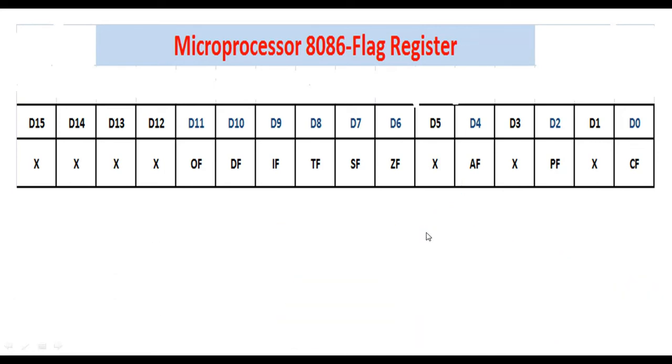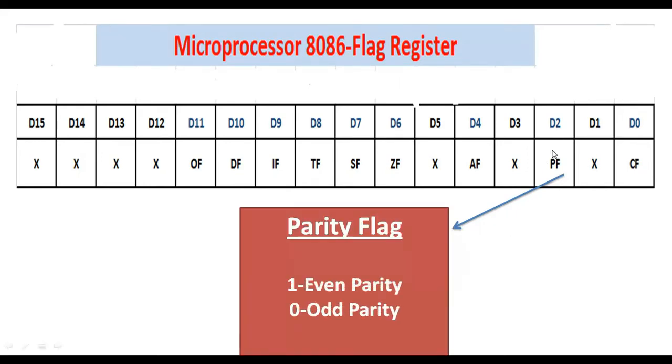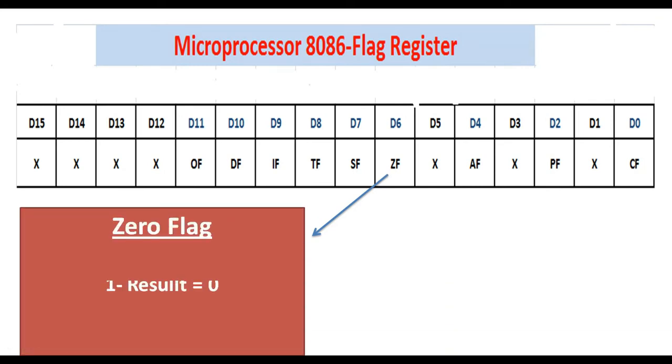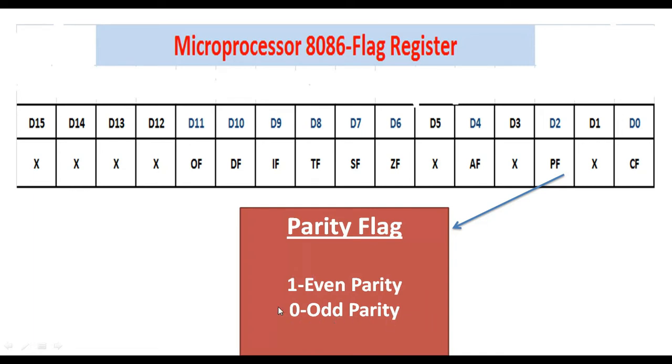Next is the parity flag. This flag is used to indicate the parity of the result. That is, when the lower order 8 bits of the result contain an even number of ones, then the parity flag is set, and for an odd number of ones the parity flag is reset. So the parity flag is only for D0 to D7. If these bits of the result contain an even number of ones, then it will be set, and for an odd number of ones, it will be reset.